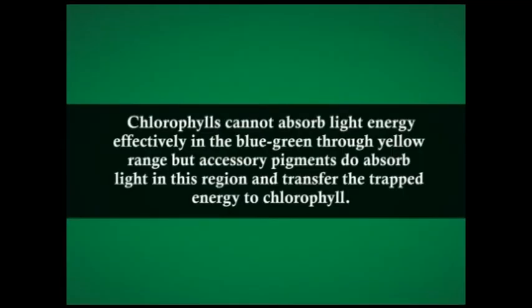These phycobiliproteins, along with the carotenoids, are called the accessory pigments. Chlorophylls cannot absorb light energy effectively in the blue-green through yellow range, but accessory pigments do absorb light in this region and they transfer the trapped energy to the chlorophyll. Hence, they make photosynthesis more efficient over a broader range.